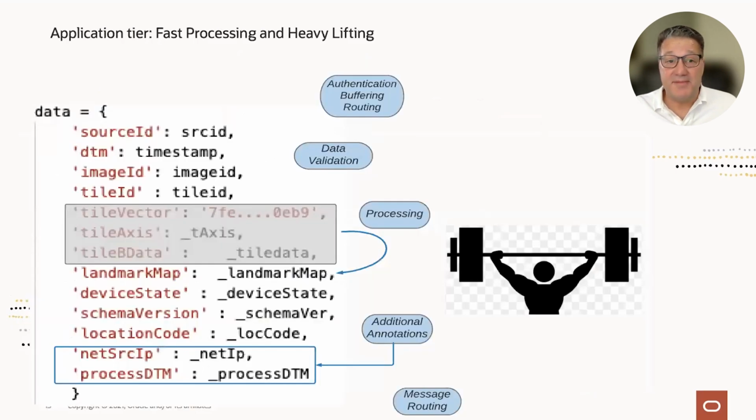Well, that was the front end and back end. Let's take a look at what we mean by heavy lifting on the application tier itself. These are some of the core functions that the application tier should perform, if possible, in a stateless manner. So the authentication and buffering, we've talked about that.